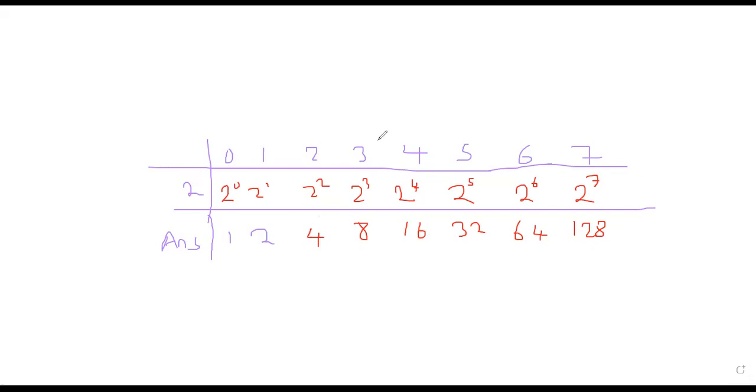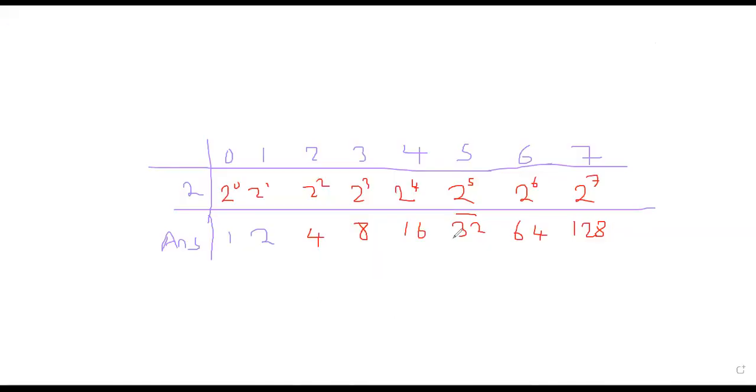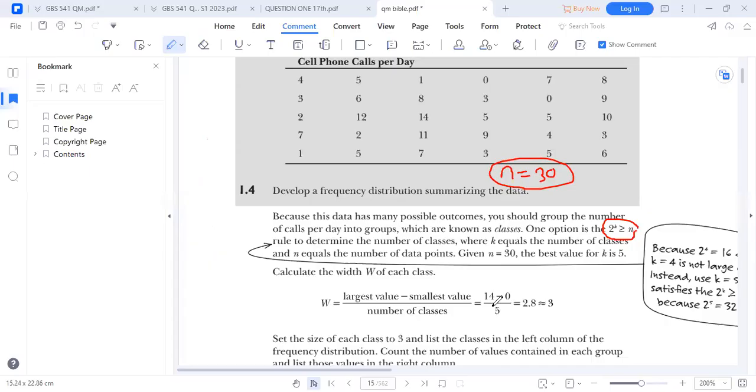Our number here is 30. What can I power 2 to get a number that first exceeds 30? So when we go here, 2 to the power 5 is what? 32. So my k therefore will be 5. We pick 5 there. That is the reason why this text should be your Bible. They chose 5 there. 5 is the number of classes. 5 divided into 14 is 2.8, which is approximately 3.